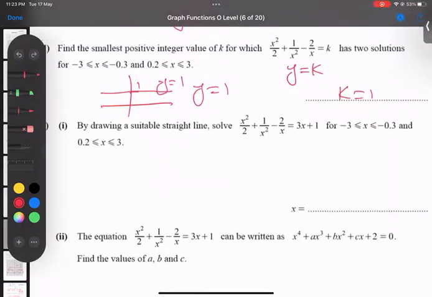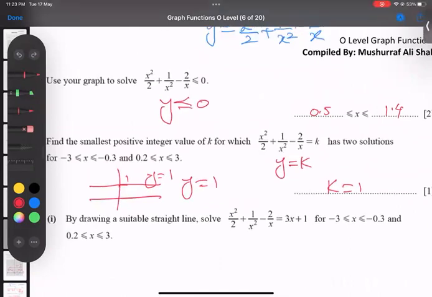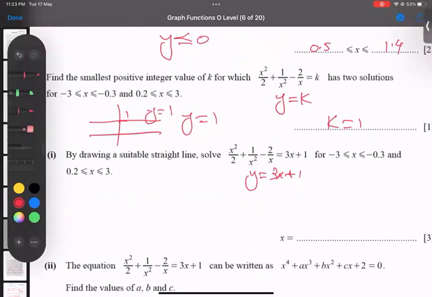Let's talk about the next one. So how to deal with this kind of question? Does this x squared by 2 match? Yes. Does this match? Yes. Does this match? Yes. Full equals y. So I'm writing here y equal to 3x plus 1. Sometimes he demands from us, find the equation of the line. This is a question of a line and we stop here. But he said no, by drawing a suitable straight line.